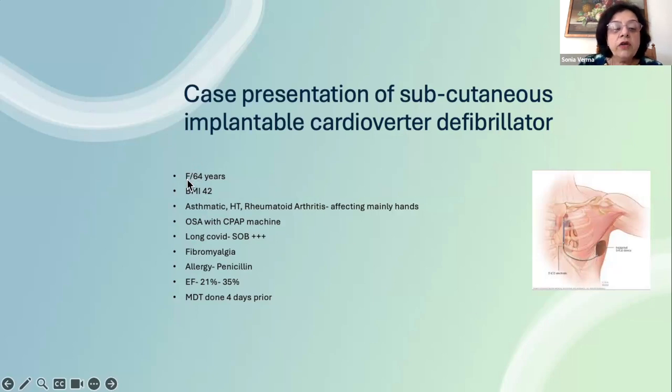The patient was a female, 64 years old, who's got a BMI of 42. She's an asthmatic, hypertensive, has got rheumatoid arthritis affecting mainly the hands. She had OSA with a CPAP machine. She's a long COVID patient with shortness of breath. Fibromyalgia, allergic to penicillin. Her ejection fraction was only 21%. And an MDT between myself and the cardiologist was done 4 days prior to the procedure.